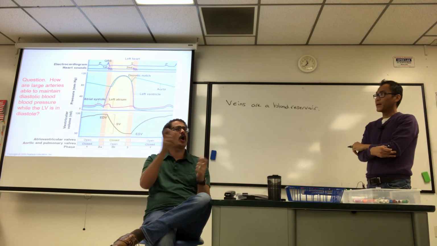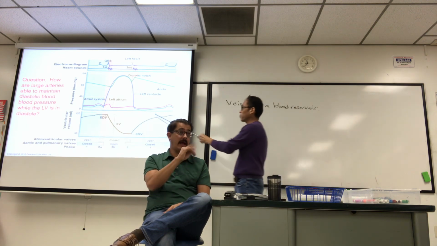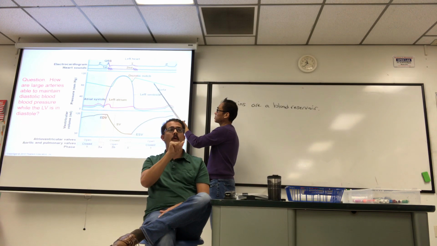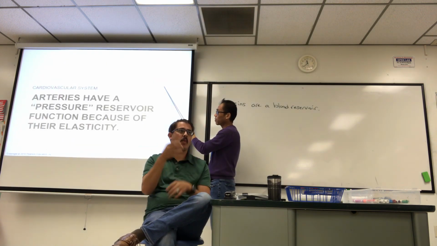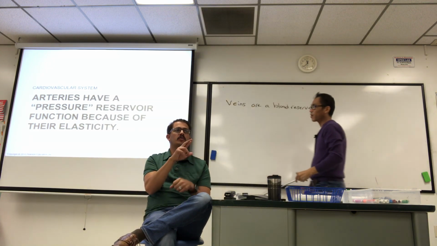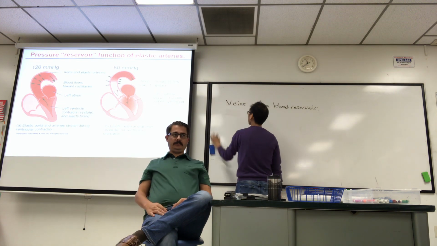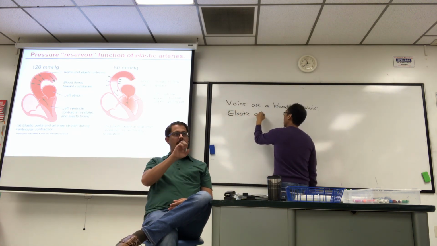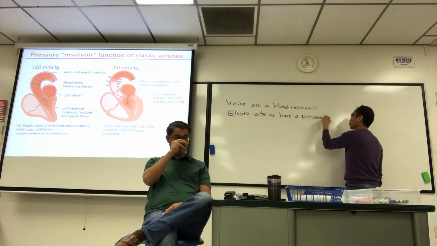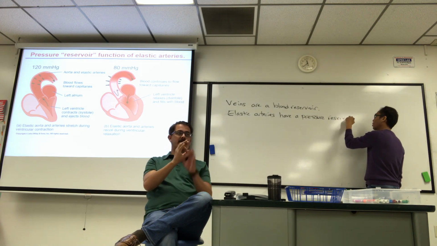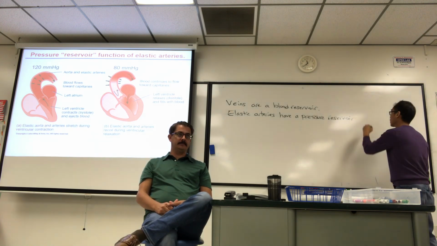How are large arteries able to maintain the diastolic blood pressure while the LV is in diastole? Because when the heart's in diastole, it's not providing any pressure. However, pressure in the aorta remains elevated. It's slowly declining, but it remains significantly above almost zero. Again, that's the pressure reservoir I talked about before. So arteries have a pressure reservoir function because of their elasticity. That's a picture of it here. I want to say elastic arteries have a pressure reservoir when they expand.